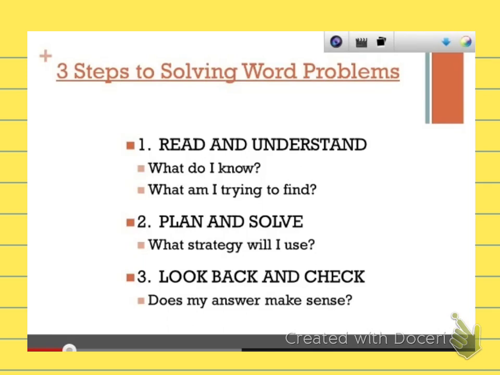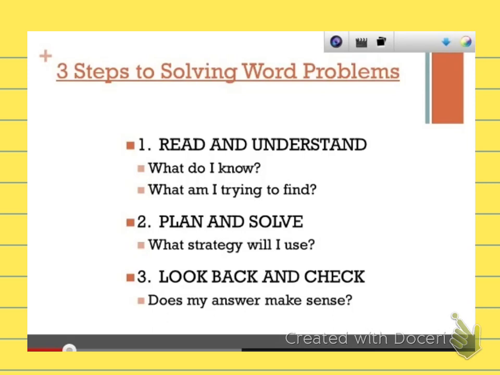When we solve different problems, we have to follow certain steps. The first step we want to do is read and understand the problem. As you're reading, you want to think to yourself, what do you know and what am I trying to find? The second step you want to use is plan and solve. When you plan to solve the problem, you think, what strategy should I use? Think about all those strategies we've been teaching you.